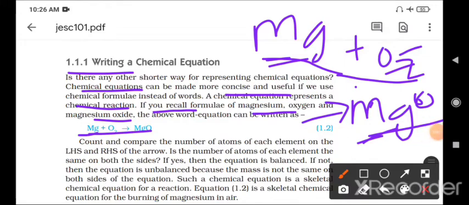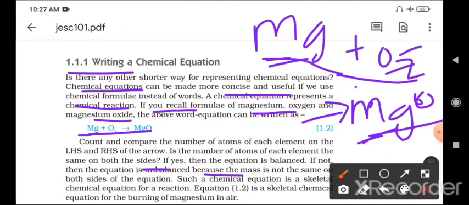If yes, then the equation is balanced. So if the reactant side and the product side have an equal number of atoms, that is called a balanced equation. If they are not balanced, it is called an unbalanced chemical equation. So if not, then the equation is said to be unbalanced, because the mass is not the same on both sides of the equation.